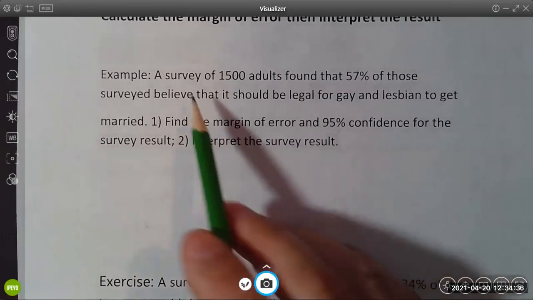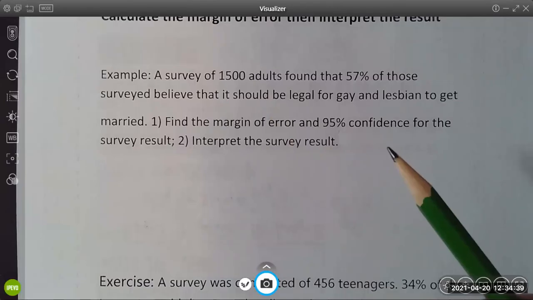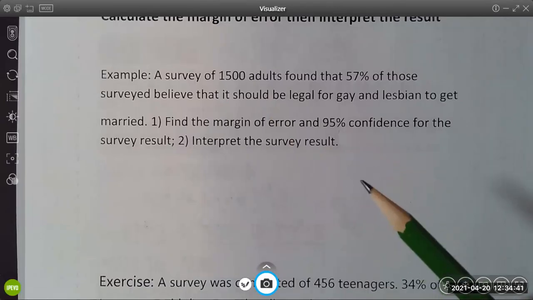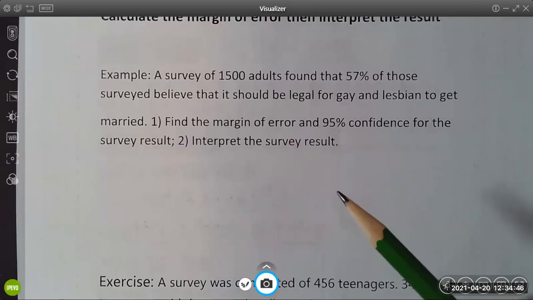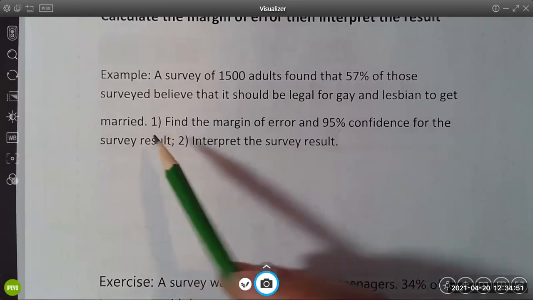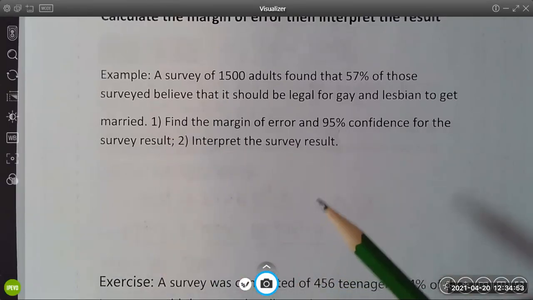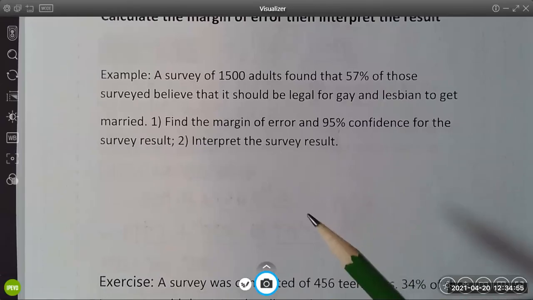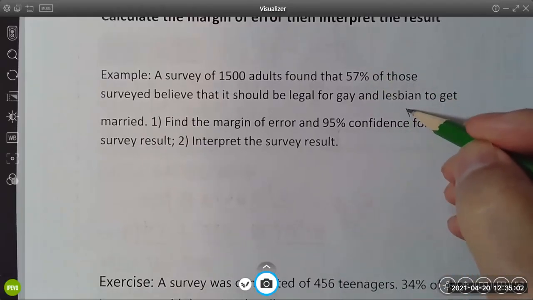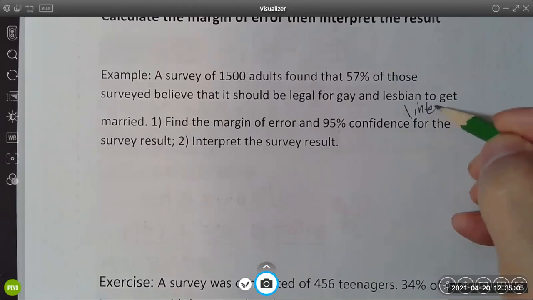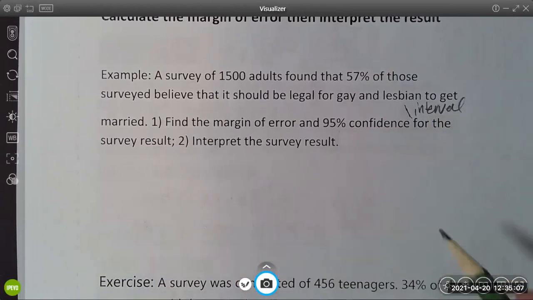Example: a survey of 1,500 adults found that 57% of those surveyed believe that it should be legal for gay and lesbian couples to get married. So two questions: find the margin of error and the 95% confidence interval for the survey, and interpret the survey result.